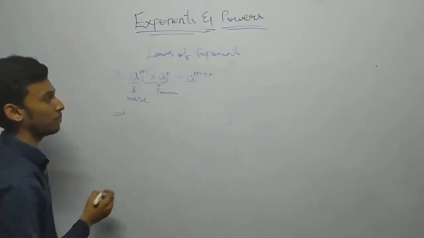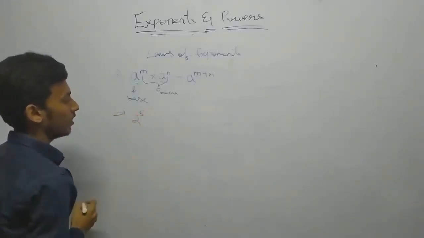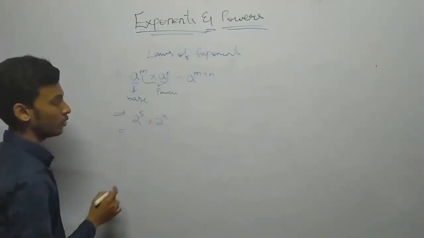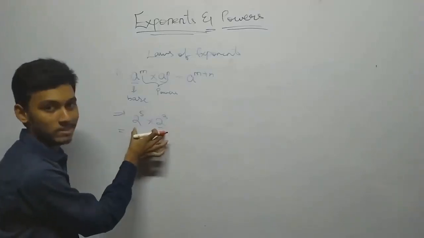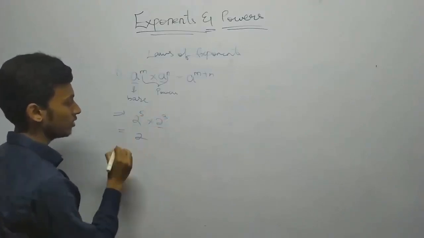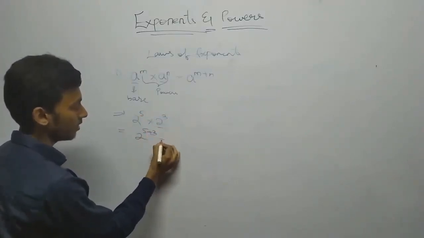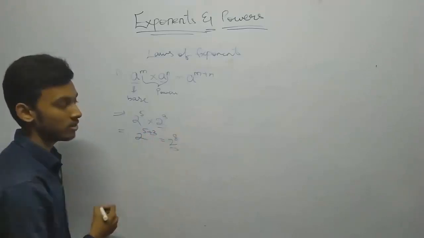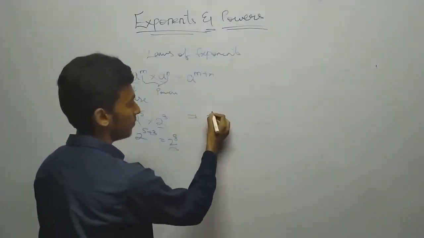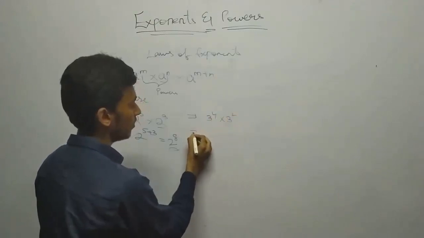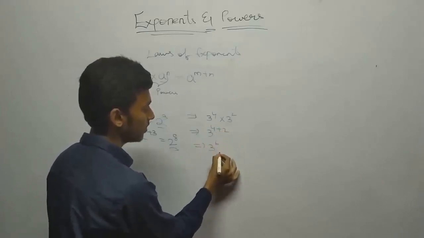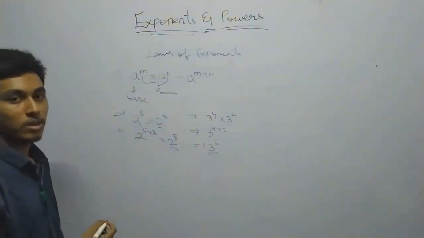Now we'll consider an example for this. One is 2 power 5 into 2 power 3. Here 2 and 2 are the base, 5 and 3 are the powers m, n. So this will be equal to 2 power 5 plus 3, which is 2 power 8. So this is the simplification using the first law. If I consider one more example, 3 power 4 into 3 power 2, this will be equal to 3 power 4 plus 2. This gives me 3 power 6. This is the expansion of the first law.